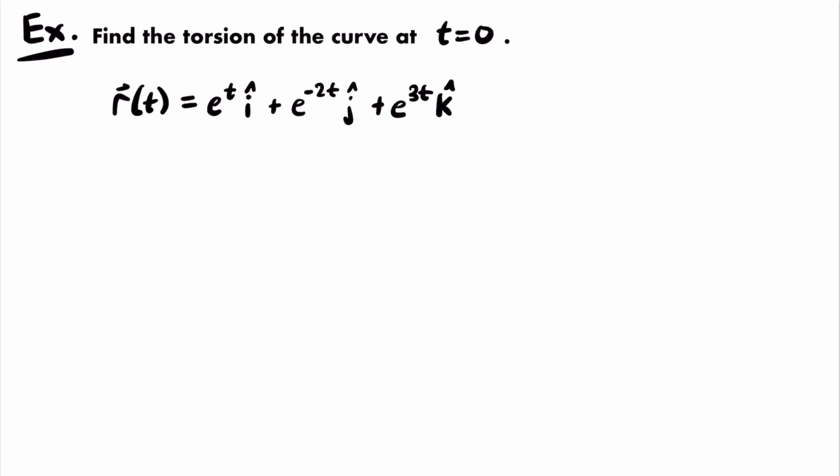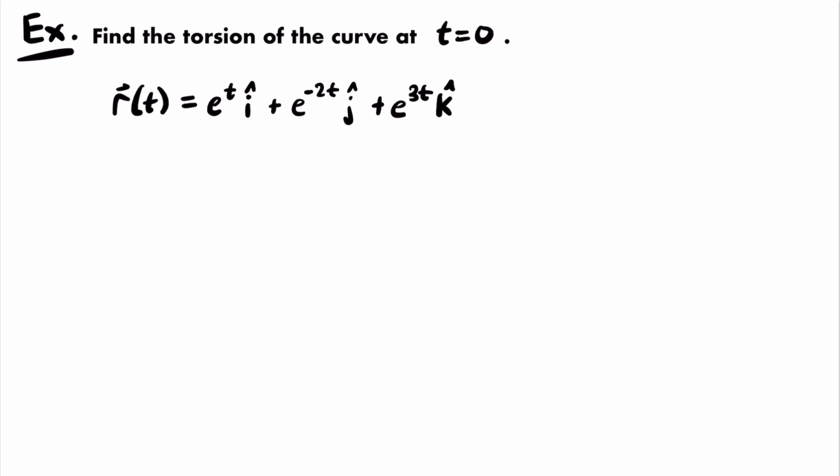All right, so here's our last example. We want to find the torsion of the curve at t equals 0 for this vector function. r of t is equal to e to the power of t i plus e to the power of negative 2t j plus e to the power of 3t k. All right, so unlike our first two examples, this time around we're looking for a specific value of the torsion at a point along the curve. We're not looking for a general expression that represents the torsion at any point along the curve. We are looking for one specific value of the torsion, and that is at t equals 0.